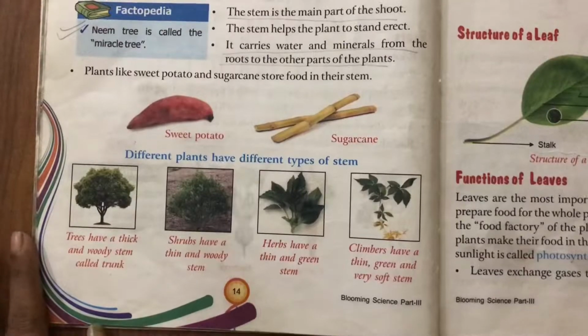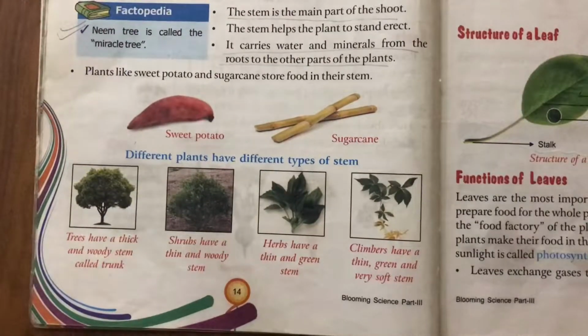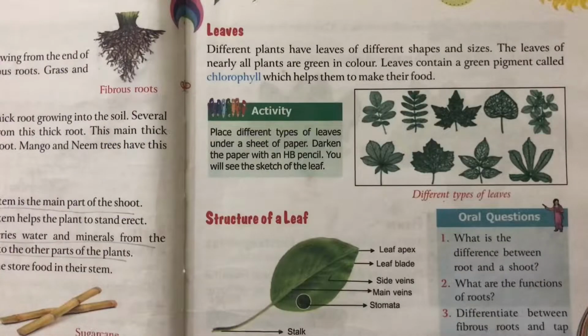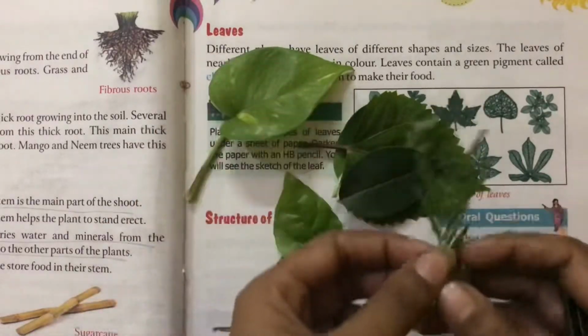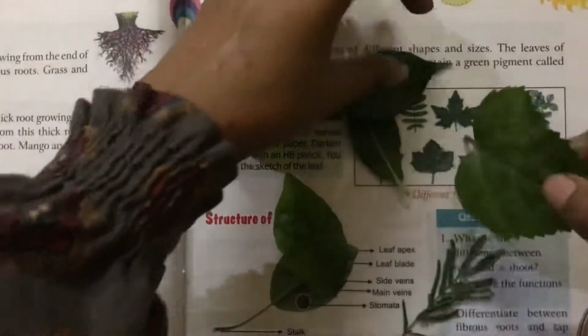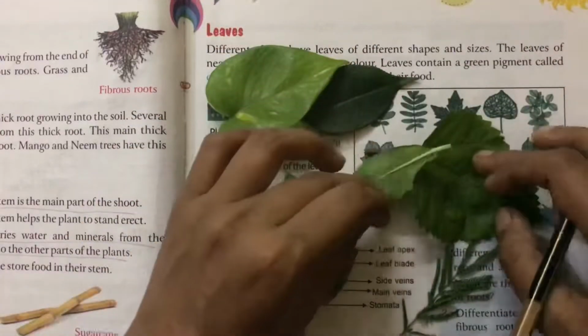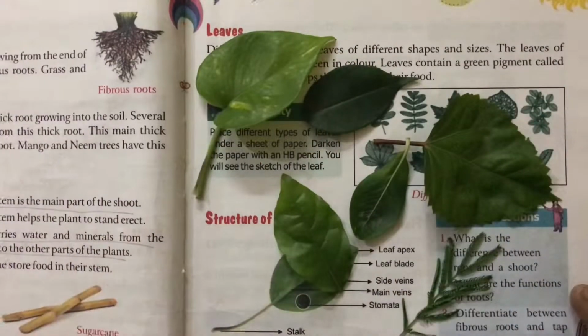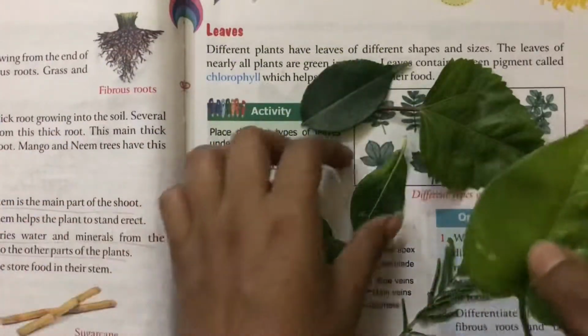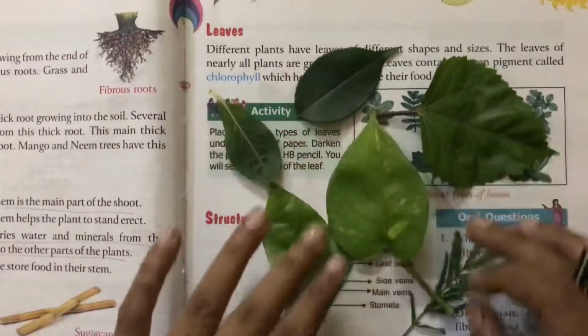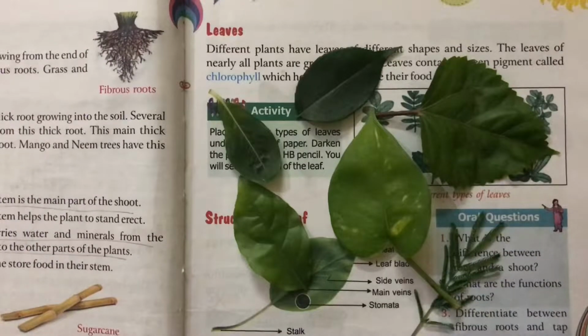Okay, children. Now we will study about the next part of a plant, that is leaves. Different plants have different leaves, that is of different shapes and sizes. Okay, children, as I have brought so many leaves for you, just see. I have got so many leaves, and all the leaves are of different shapes and sizes. Can you see? This is big, this is small.